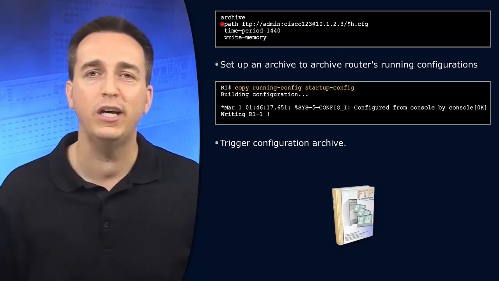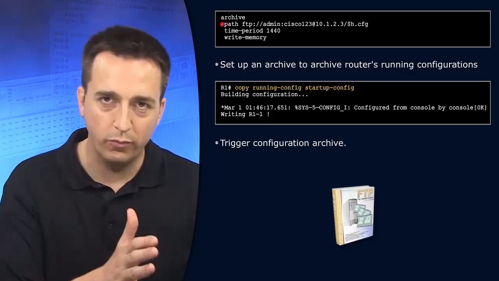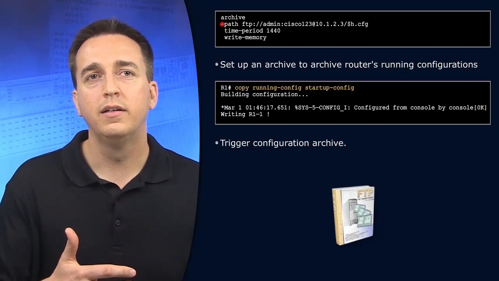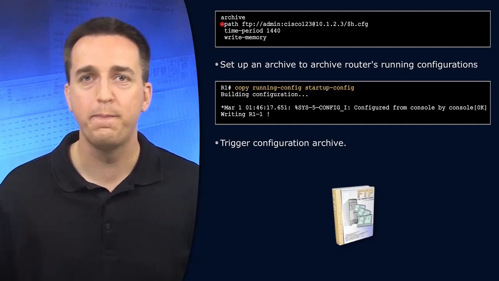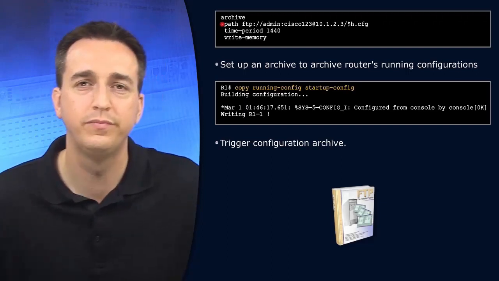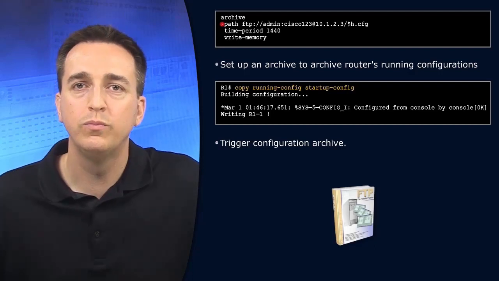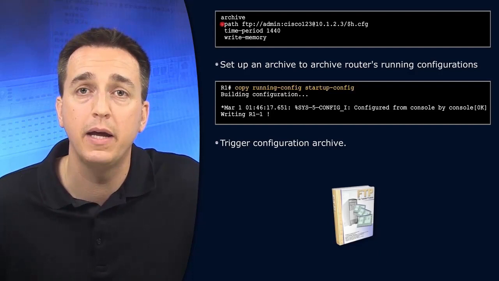So you made some changes to the router. You type in copy running-config startup-config. That'll save from RAM to NVRAM. And then you type in archive config. And then you'll be able to back up to your FTP server. But that's still manual. I want automatic. I don't want to have to type in a second command.